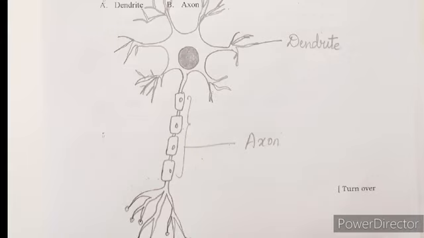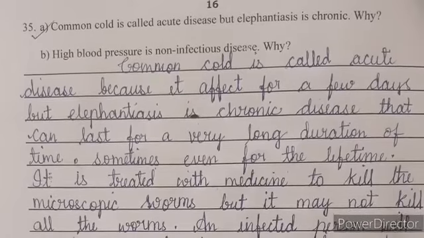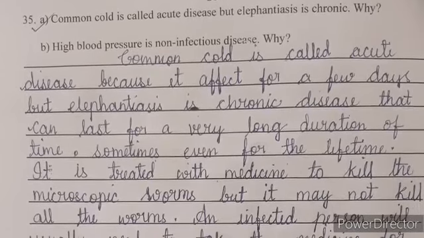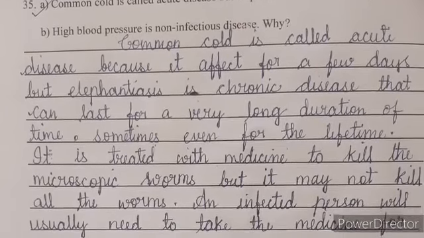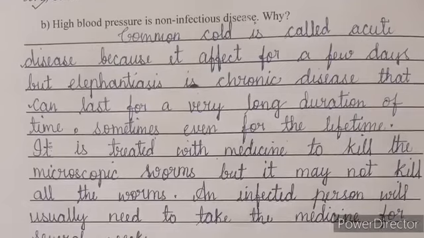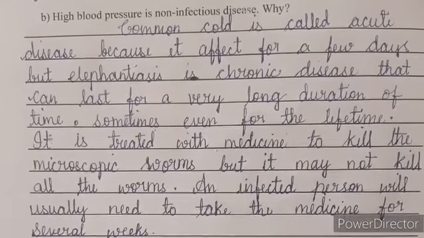Next main, answer the following questions. 3 marks for each. Draw the diagram of neuron and label the following parts: dendrite and axon. I have drawn the diagram of neuron and I have labeled the dendrite and axon. Next question. 2 options we have for the question number 35. You can write any of these. I have written the first one.